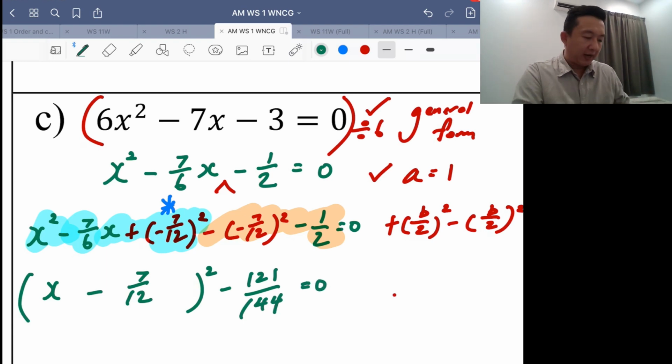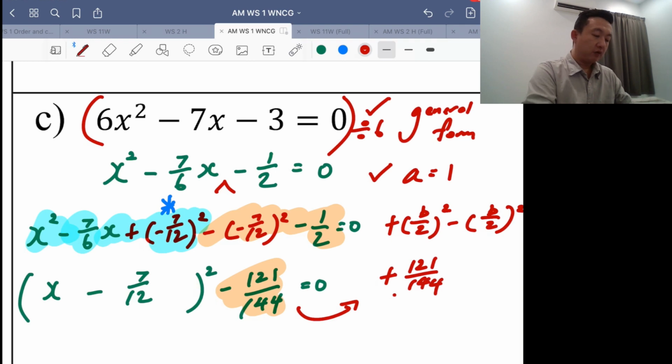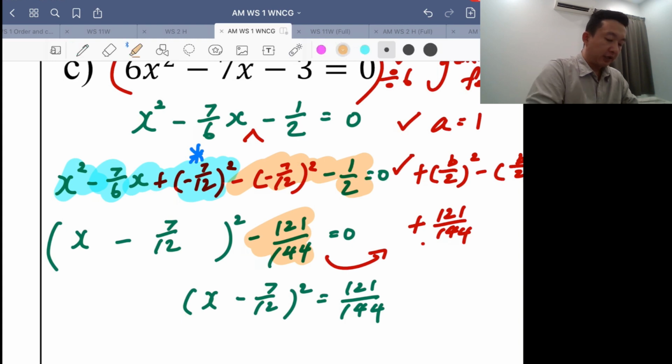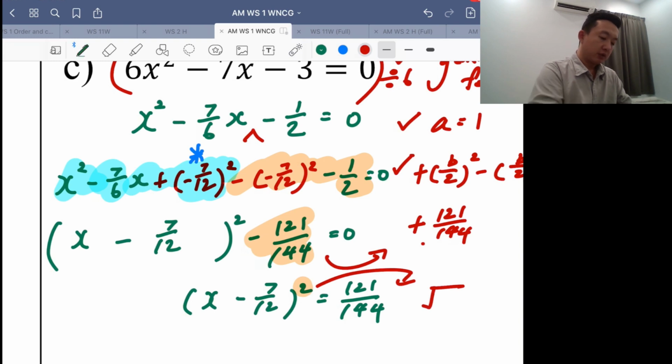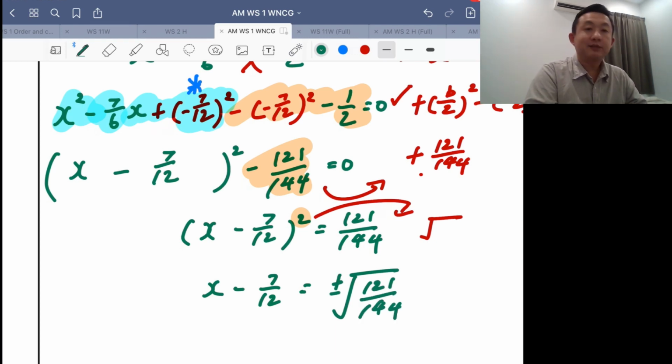To figure out the value of x, I will have to move this part to this side so that I have plus 121 over 144. This part is settled. So I have x minus 7 over 12, squared, equals 121 over 144. And then the next thing that I will move is the square. When I move it here, that will be a square root. So I have x minus 7 over 12 equals plus minus the square root of 121 over 144. Okay, so you will have plus minus 11 over 12.